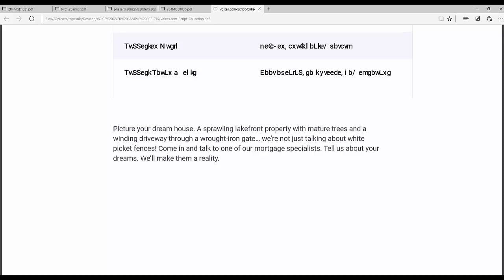Maybe like second to last time right now. Picture your dream house. A sprawling lakefront property with mature trees and a winding driveway through a wrought iron gate. We're not just talking about white picket fences. Come in and talk to one of our mortgage specialists. Tell us about your dreams. We'll make them a reality.